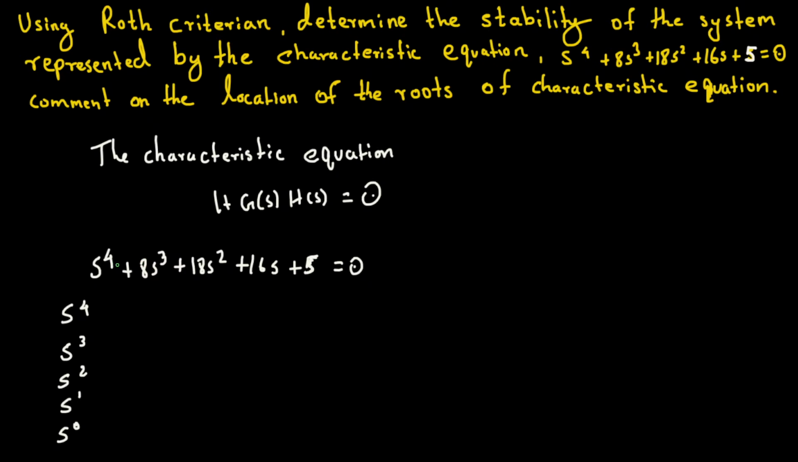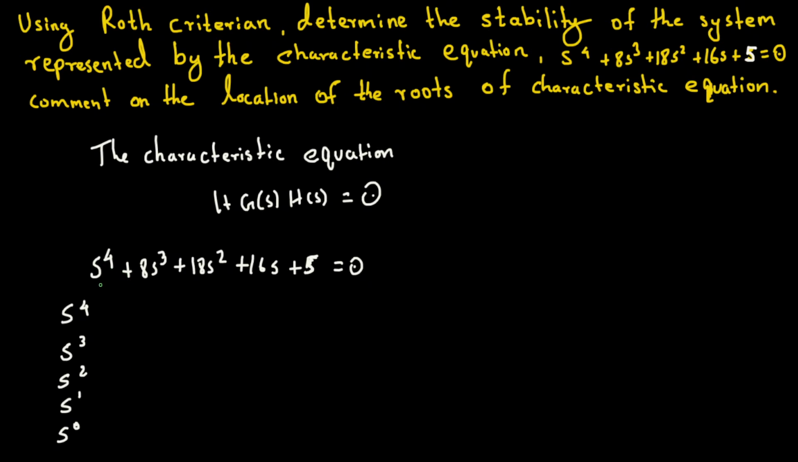And you have to make sure all the powers are there, like s^4, 3, 2, 1, 0. In case you don't have one, like let's say this is 18s^2 + 5, then you have to write it again and put 0s for the missing powers. But here we have all the powers, so we don't have to worry about that.